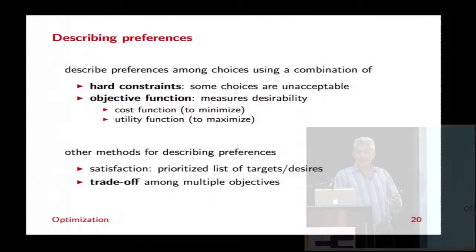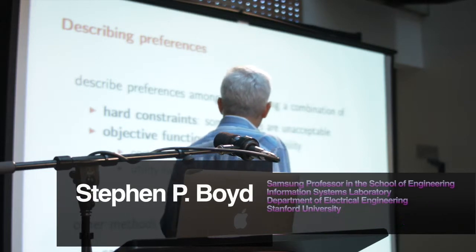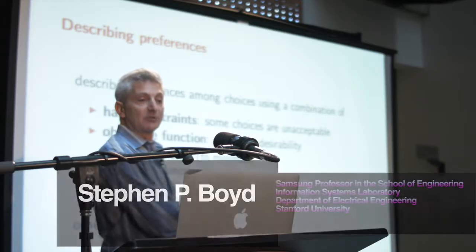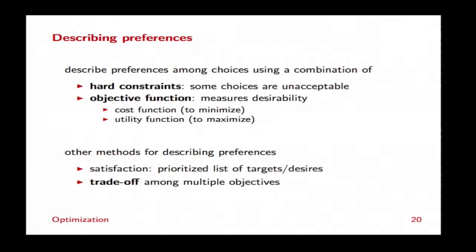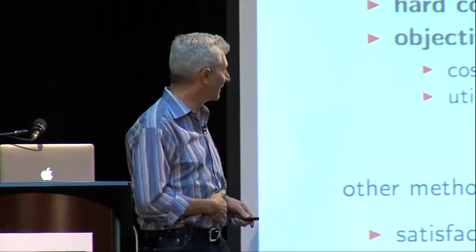Now, to describe preferences, this is done many ways, right? But one way is you have hard constraints. That just says that choice is completely unacceptable. It is unacceptable to ask that generator generate more than it possibly can, right? If you are a mutual fund, you are not allowed to have a short position. It's not legal, period, okay?